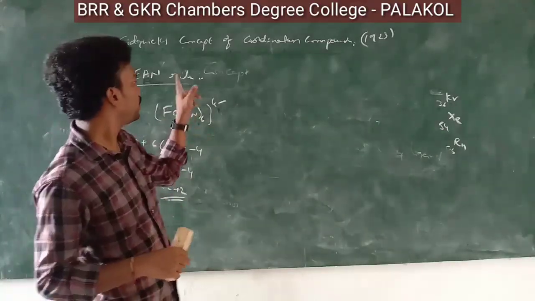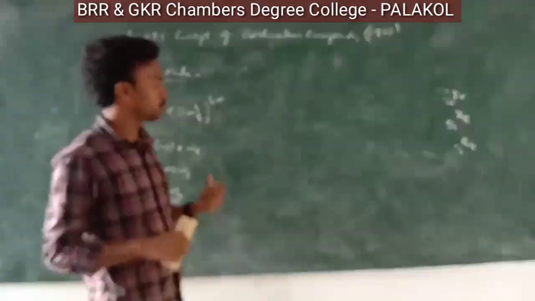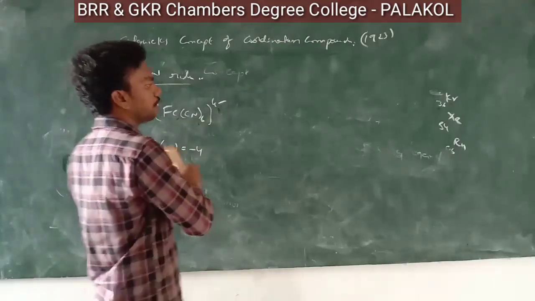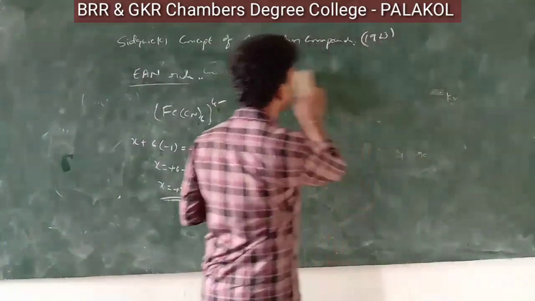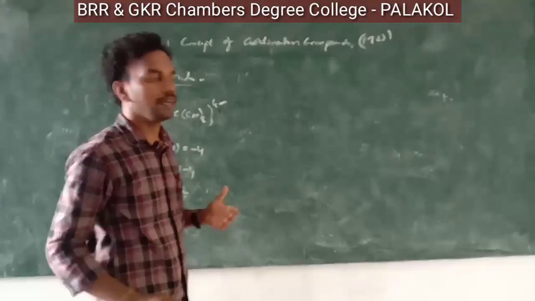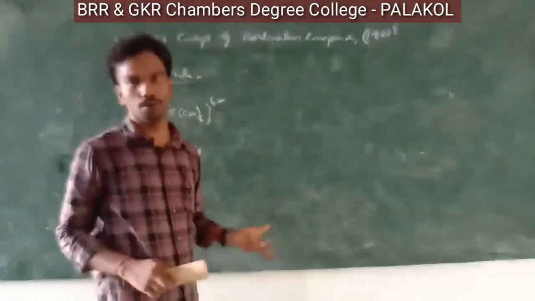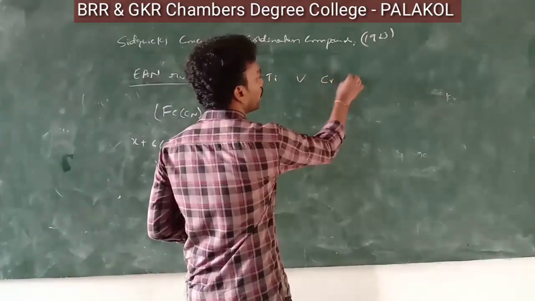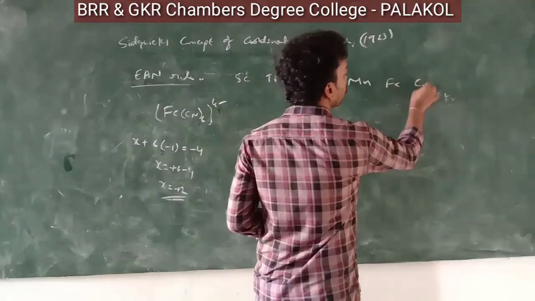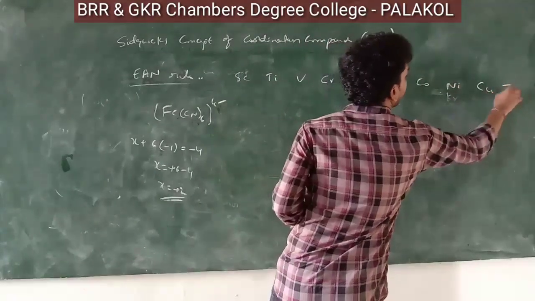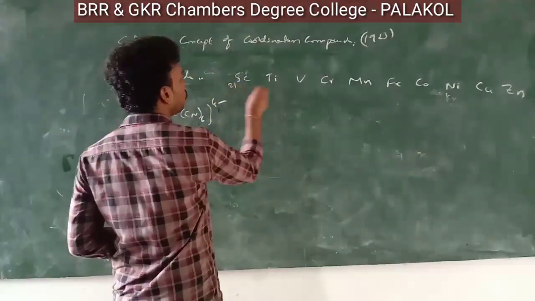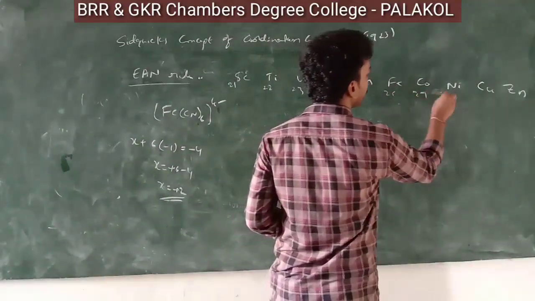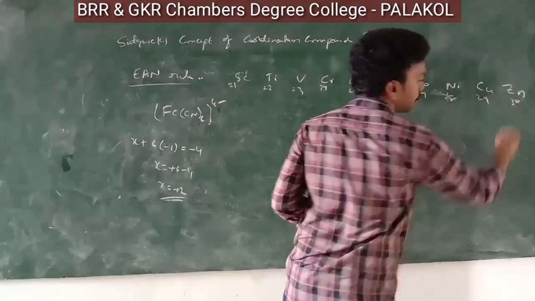Now what is the EAN? The total number of electrons present on the metal, so the total number of electrons in iron. For that we have to know at least the 3d series elements, their atomic numbers and electron configuration. For example, scandium, titanium, vanadium, chromium, manganese, iron, cobalt, nickel, copper, and zinc, from 21 to 22, 23, 24, 25, 26, 27, 28, 29 and 30.